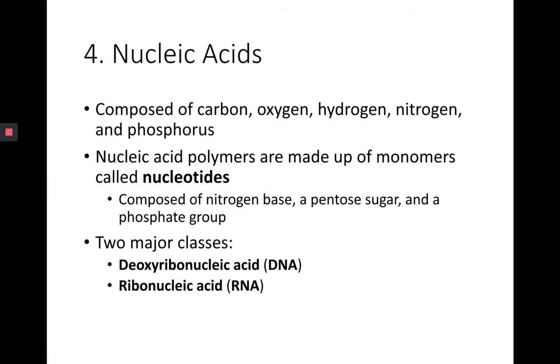And then our last organic compound is nucleic acids. Nucleic acids are organic compounds, so we should expect to see carbon and hydrogen, and especially oxygen now, and nitrogen's also there, and then in trace amounts phosphorus. The monomer of nucleic acids is nucleotides, and what nucleotides are made up of is a nitrogen base, a pentose sugar, and a phosphate group.